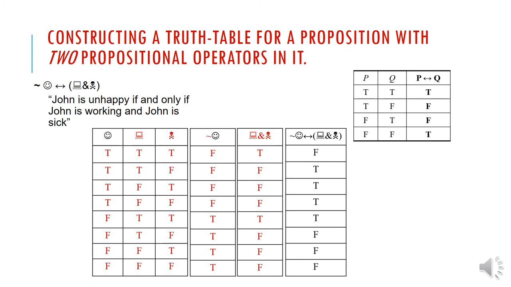In row 2, both are the same, so it's true. In row 3, both are the same, so it's true. In row 4, both are the same, so it's true. In row 5, both are the same, so it's true. In rows 6, 7, and 8, they are different, so those are false. Here is the truth table for this complex proposition. And for every complex proposition, you will break down the truth table into the simpler propositions in order to create the complex proposition. Now again, remember, this is just one proposition. For every proposition you have in an argument, for each premise and the conclusion, you will have to create new columns.